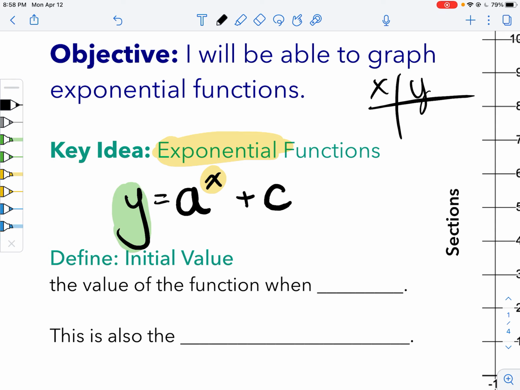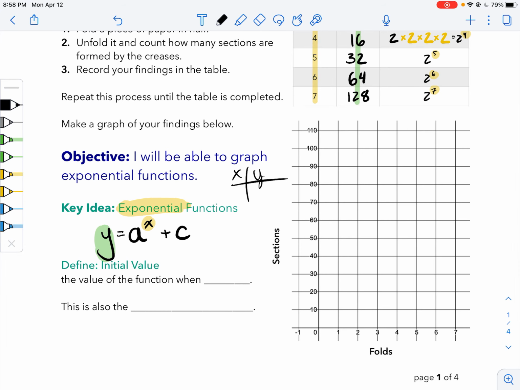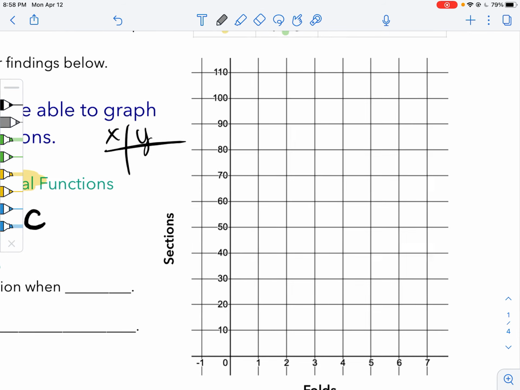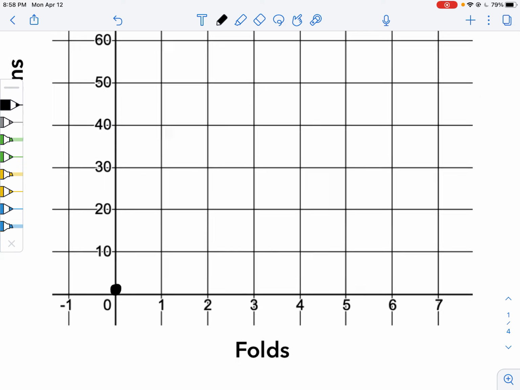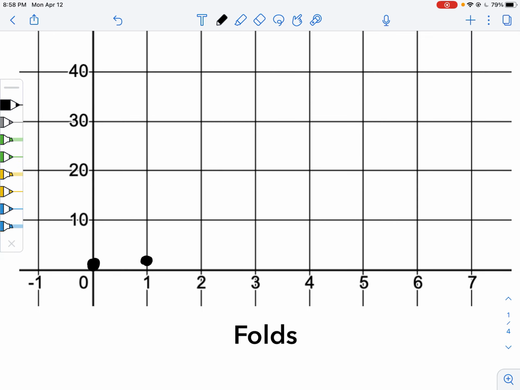Okay. Now we didn't even graph it. Make a graph of your findings. Sorry, forgot to graph it. Okay. So at our first fold, or when we had 0 folds, we actually had 1 section. After 1 fold, we had 2 sections. After 2 folds, we had 4. At 3, we had 8.